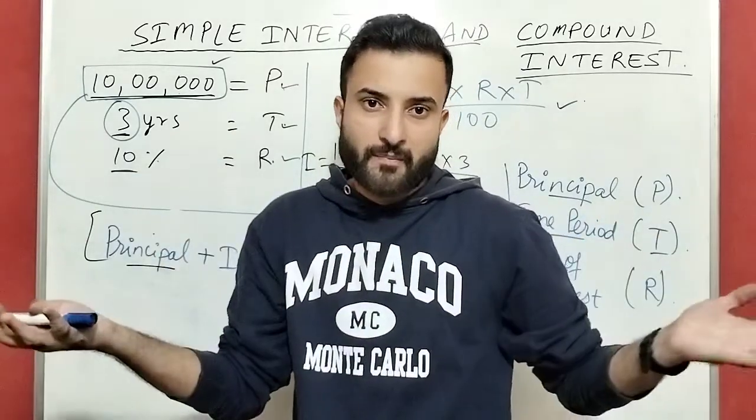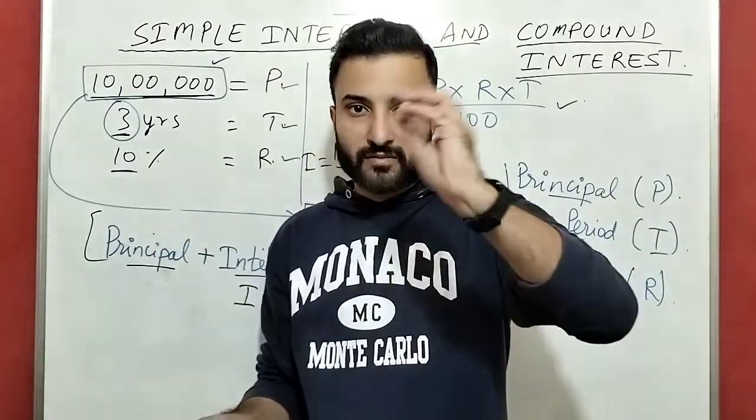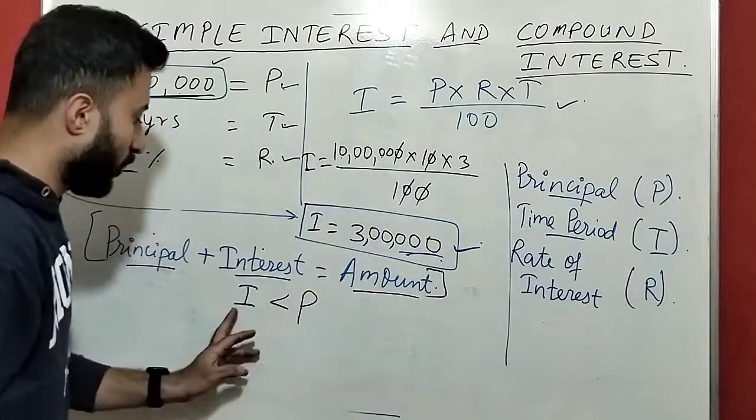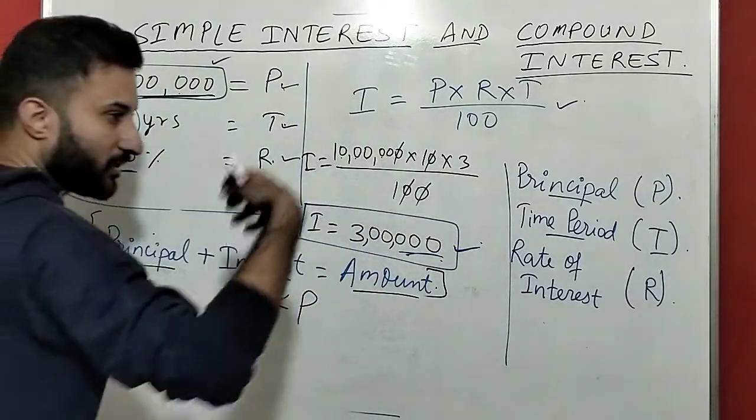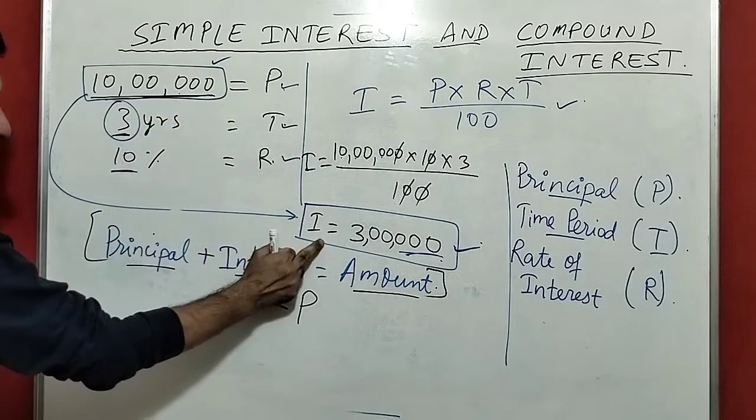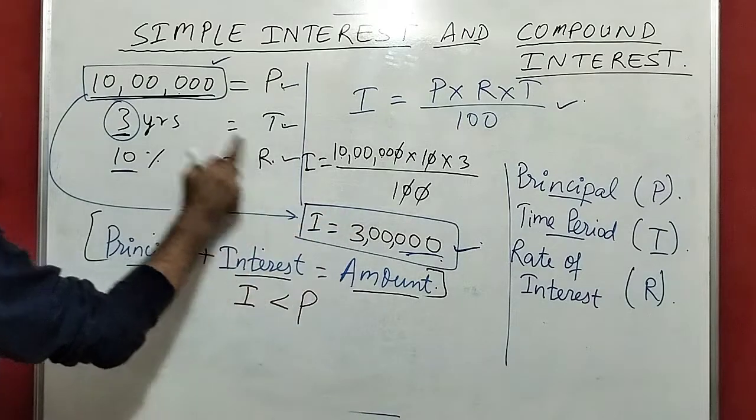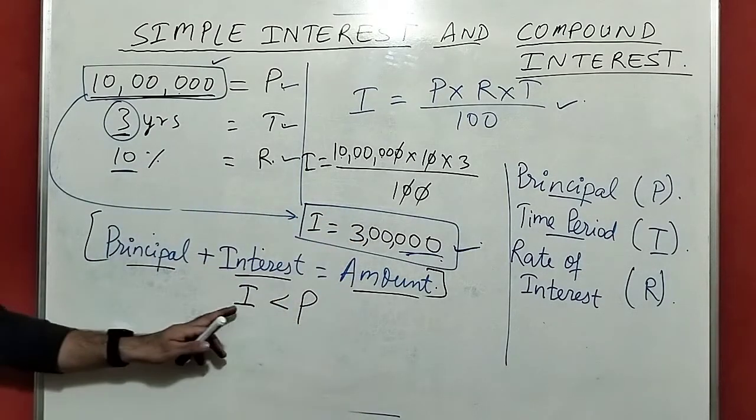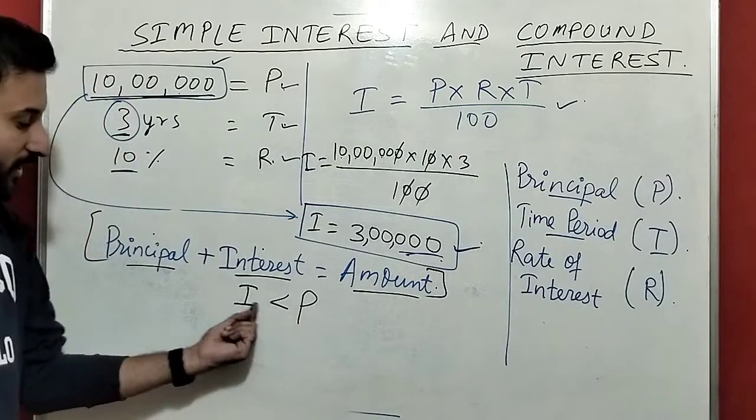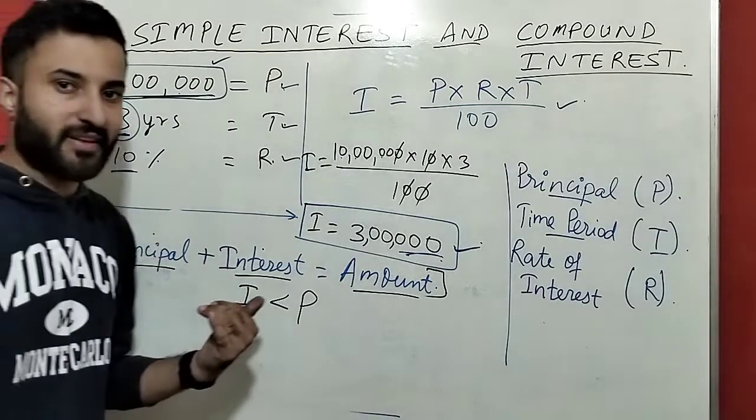I will pay the 10 lakh. That is the principal. Okay, extra charge I will pay. So every time the interest will be smaller than principal. The extra charges will not be more. See, the principal we had borrowed is 10 lakh, but the extra charges, the interest I am paying, is 3 lakh. So obviously the interest value is less than the principal value.